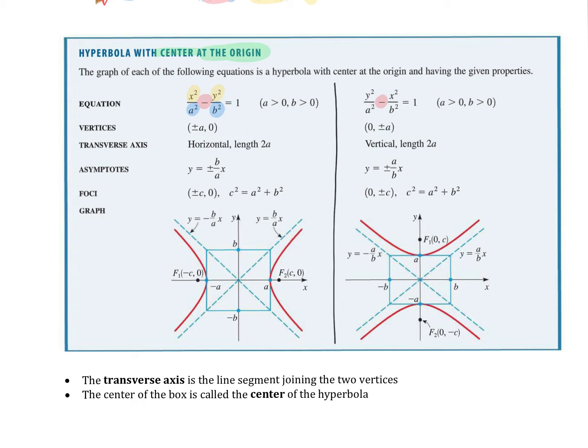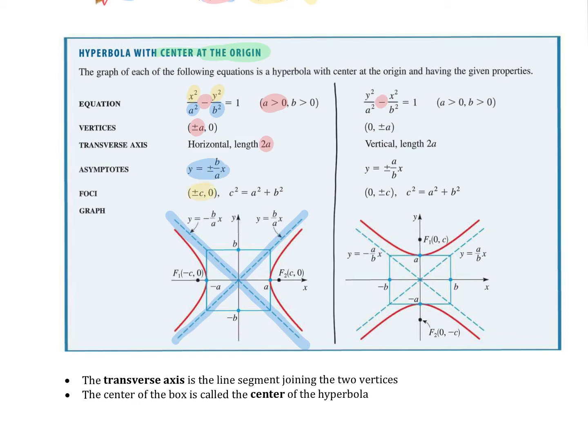Now a is always the bigger value. If the a value is under the x squared, then we have the vertex on the x-axis, and the horizontal length is 2a, and then we have these items called asymptotes. We've seen asymptotes before if you've ever graphed rational equations, which I believe is usually in Math 103 and Math 135, and also with the trig functions, cotangent and tangent. Asymptotes are guidelines; they're not actually on our graph, but you would need to draw them in when graphing.